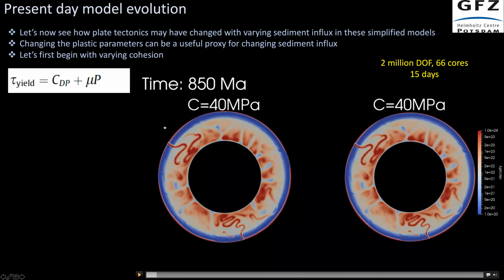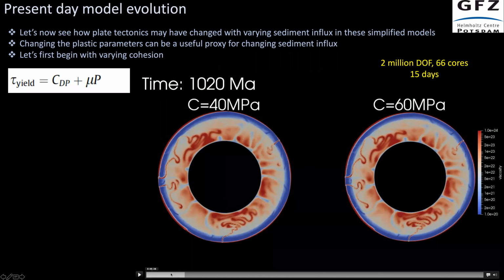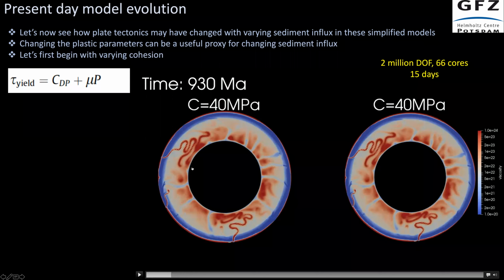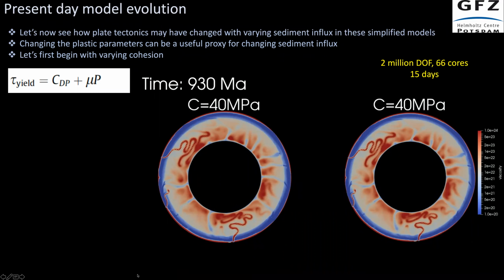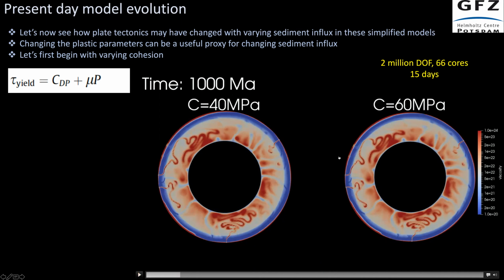And so what I'm showing you here on the left and on the right is the same model with cohesion or yield stress of 40 megapascal. And I ran these models to 1 billion years. So we already see some quite stable subduction zones, some realistic plumes coming up. And then at 1 billion years, I switched the cohesion from 40 to 60 megapascal. So this would represent a decrease in sediments in the trenches.